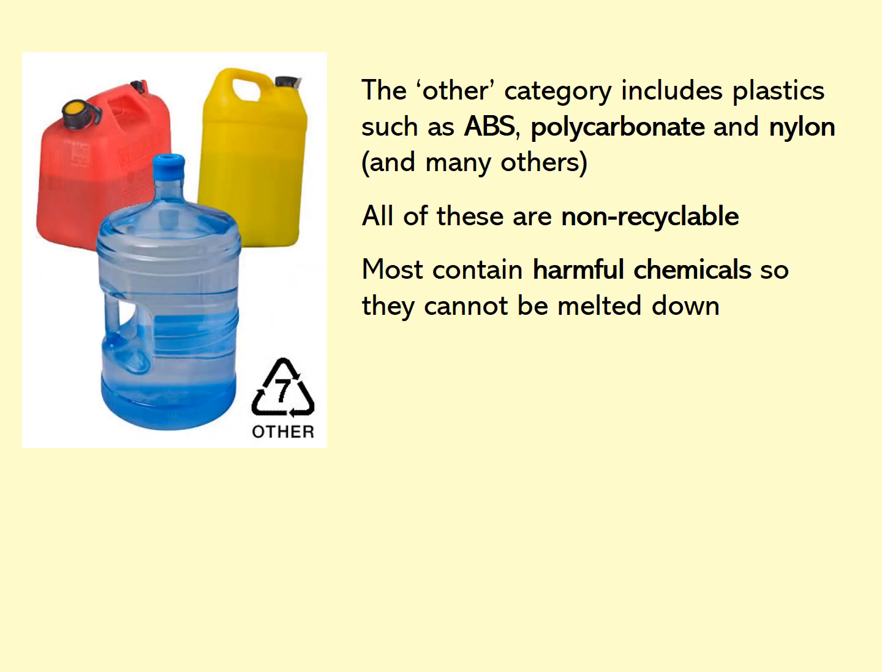And finally, we have our other category, number 7. And this is stuff like polycarbonate, nylon, ABS, all of the kind of non-recyclable plastics. These are big, heavy-duty plastics, or even nylon is kind of spindly, and we can spin it into thread, and we can wear nylon clothes or use nylon fabrics. Unfortunately, most of these contain very harmful chemicals, so if you start trying to melt them down to reuse them, these harmful chemicals get released, and that's not good.